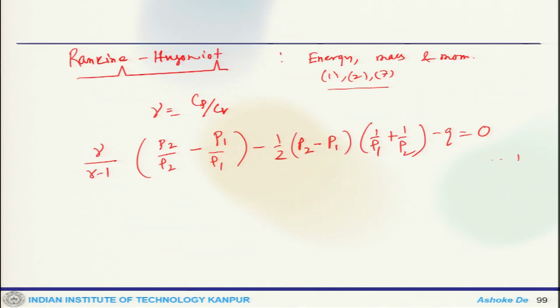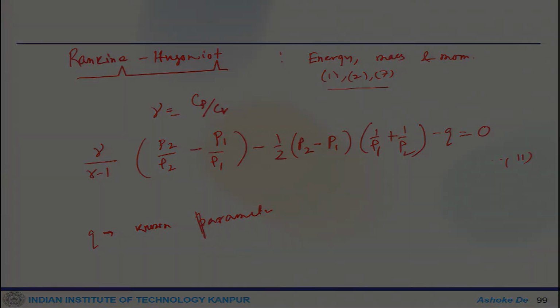So, here we further assume that Q is a known parameter, and then we will fix the value of P1 and 1 by rho 1 and look at the other parameters. So, we will stop here and take it up from here in the subsequent lecture. Thank you.